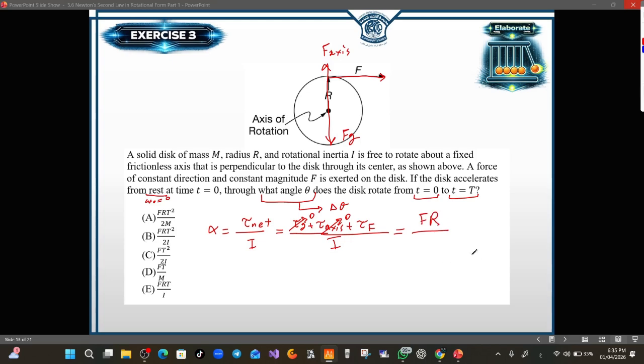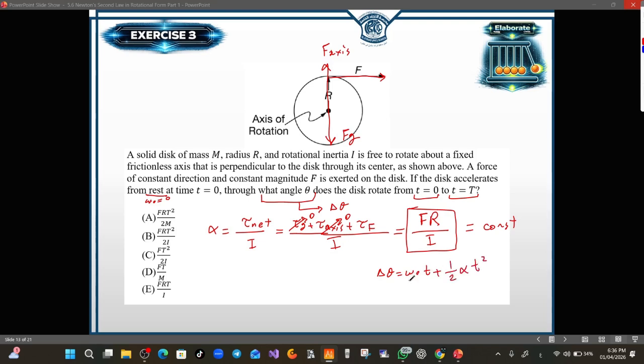Using the previous argument from the previous exercise, you can get this expression, F times R over I. Now the magnitude of the angular acceleration is given by Fr over I. And this value is constant because all the quantities in this expression are constant. And since they are constant, one can calculate the delta theta using the kinematics equation. So delta theta is equal to omega 0 t plus half alpha t squared.